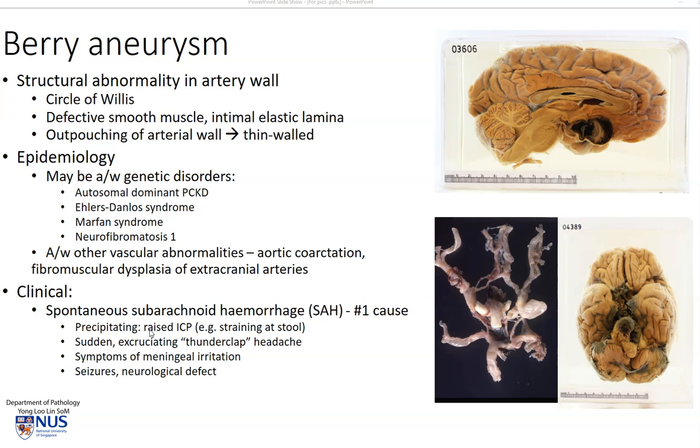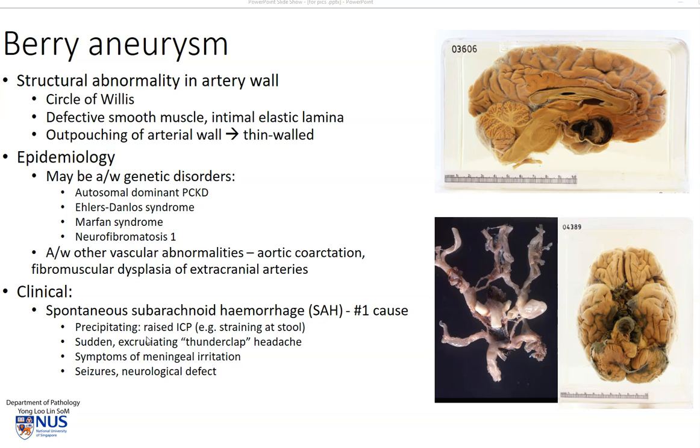Clinically, if there is bleeding, this will give rise to spontaneous subarachnoid hemorrhage. As you can see in this picture, there is a berry aneurysm here with associated bleeding over the surface of the brain. Sometimes this hemorrhage can also track into the cerebral parenchyma, leading to intracerebral hemorrhage. So, of course, this can give rise to neurological deficits as well as raised intracranial pressure.